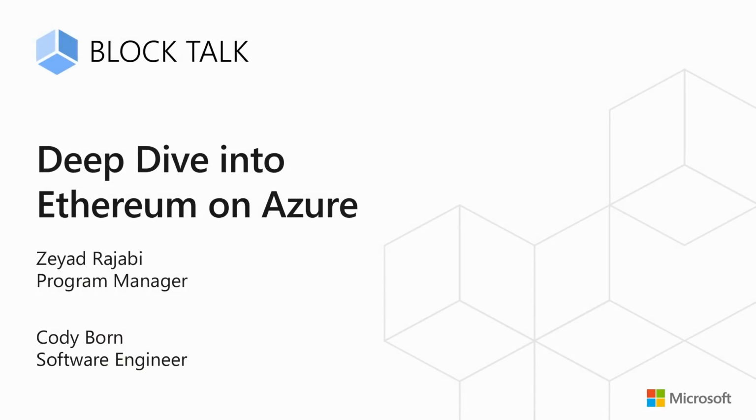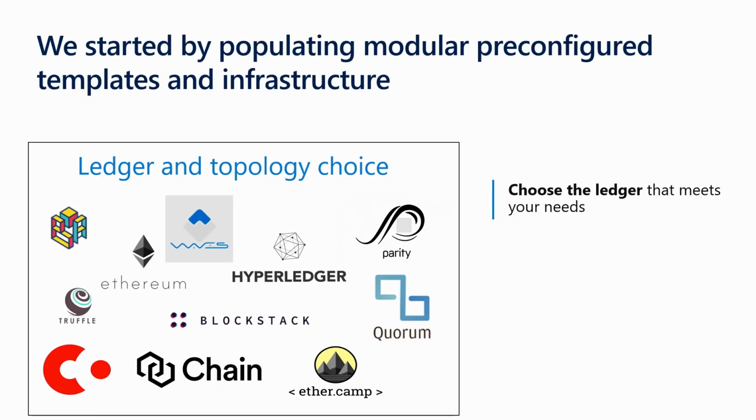In today's episode, we want to give you a deep dive on an Ethereum blockchain solution we've created on Azure. Specifically, we want to talk about two different solutions so you can get an idea of how Ethereum works on Azure. One is a proof of work, and the other one is a proof of authority. And we're going to give you a demo on the proof of authority solution on Azure.